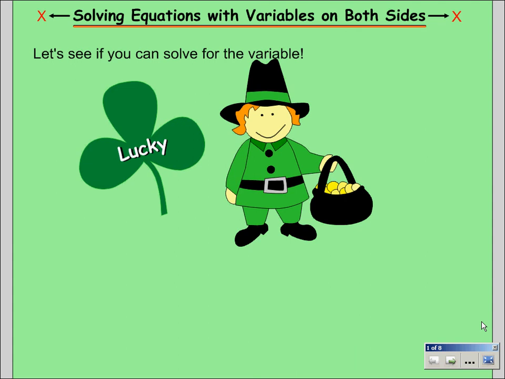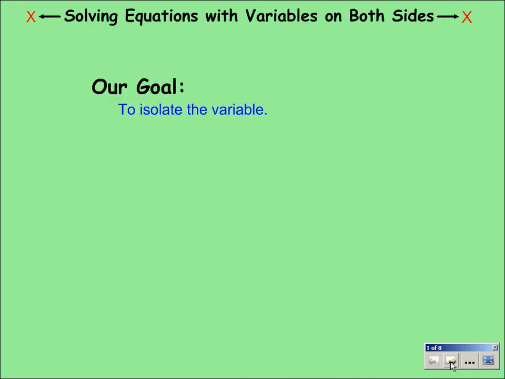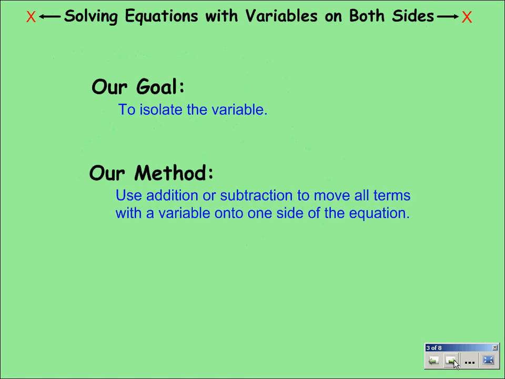This is Mr. Easter, and the topic of this lesson is solving equations with variables on both sides. Let's see if you can solve for the variable. Our goal is to isolate and solve for the variable, and our method is to use addition or subtraction to move all the terms with the variable onto one side of the equation.